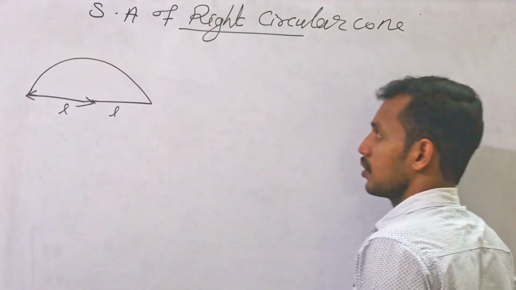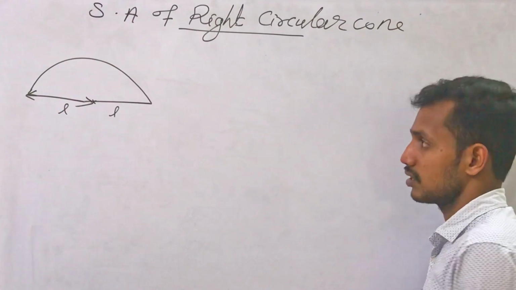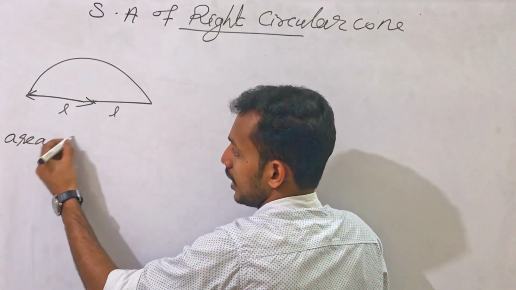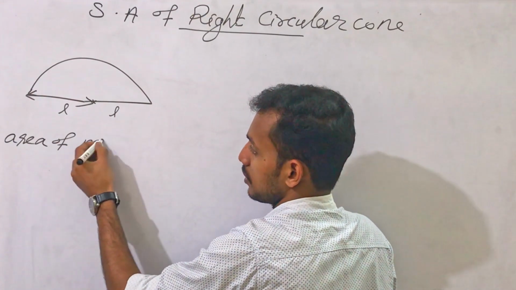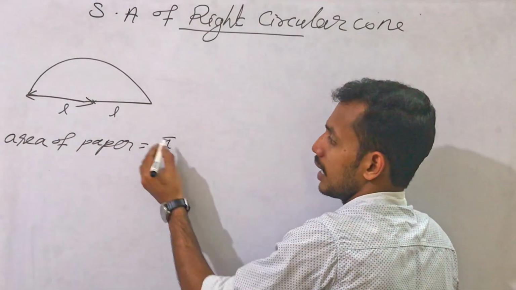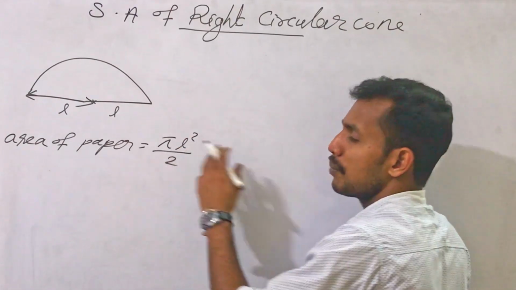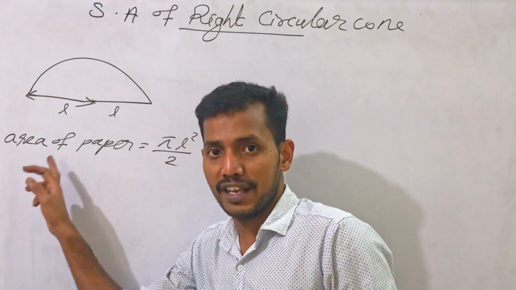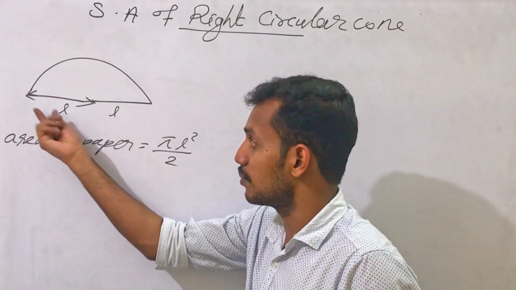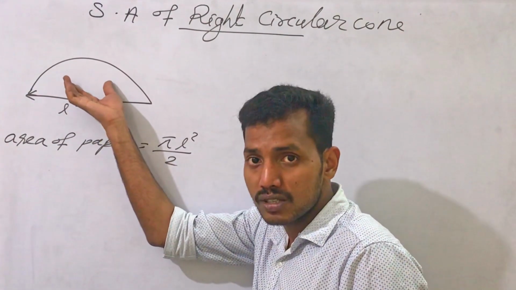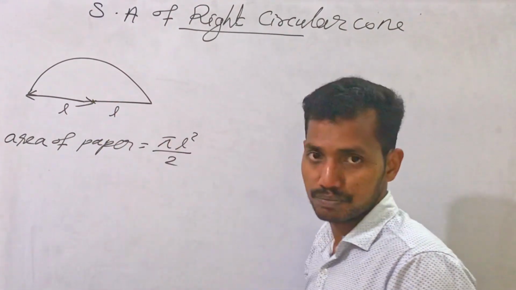Now, what will be the area of this semicircle, or the area of this piece of paper? The area of the paper will be pi L square by 2. Why pi L square by 2? Because the area of a circle with the radius L is pi L square, and here we need the half of the circle, that means pi L square by 2.